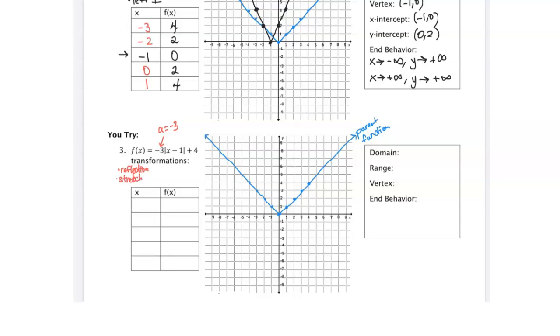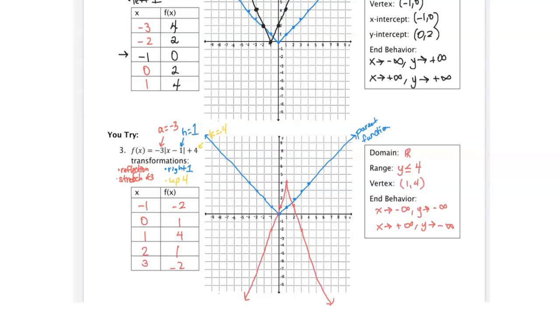We have an h value, remember the opposite, so -1 just becomes a +1. So that means that we are going towards the right by 1. And then we have a k value of 4, so that means that we're going up 4. Okay, the vertex for the middle of our chart will be 1, 4. Please pause your video and fill out the rest. All right, and here we have our answers. Please check your work.